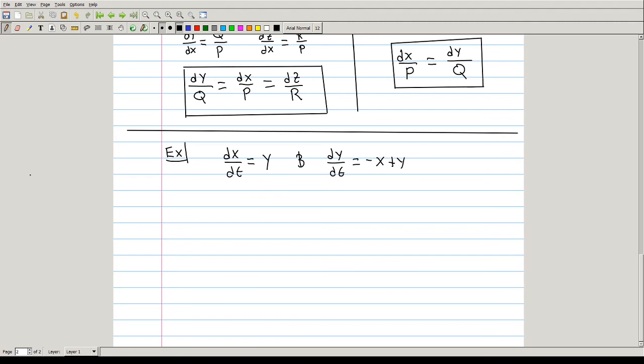So using fairly standard methods from ordinary differential equations and linear algebra, we can rewrite this system of differential equations as the time derivative of the position is equal to the matrix 0, 1, negative 1, 1 multiplied by the position vector (x, y).